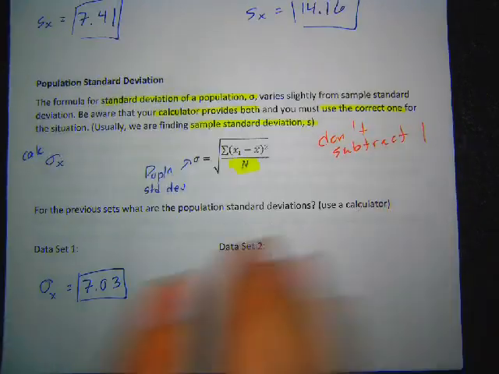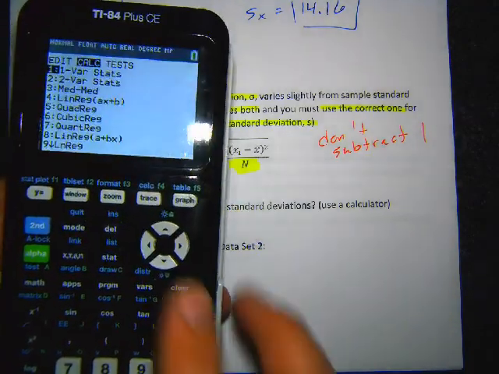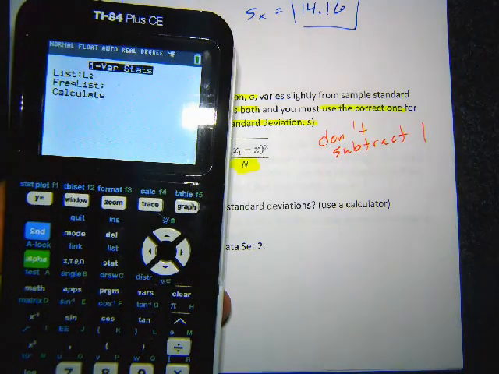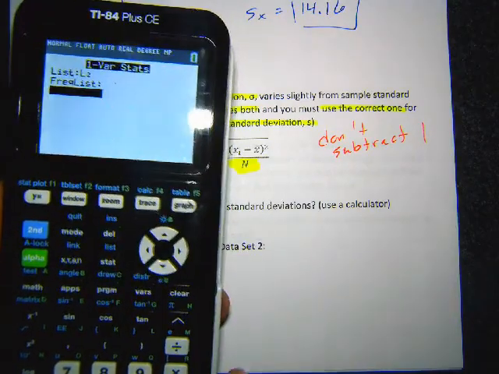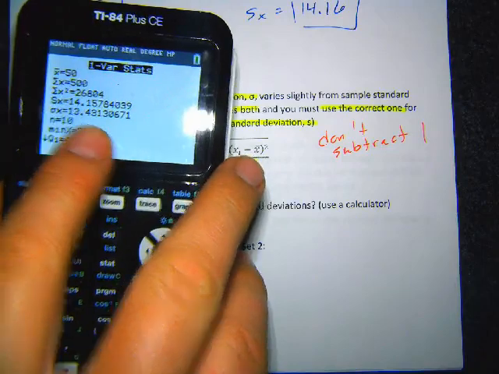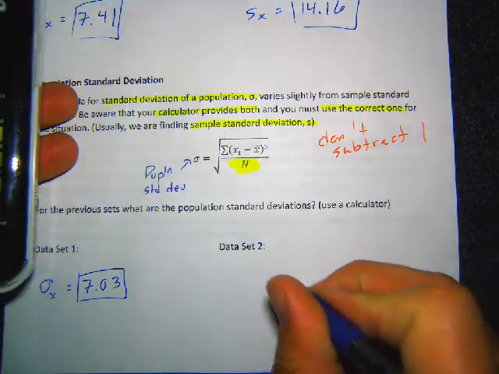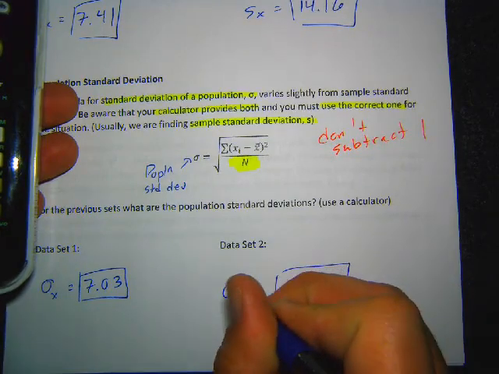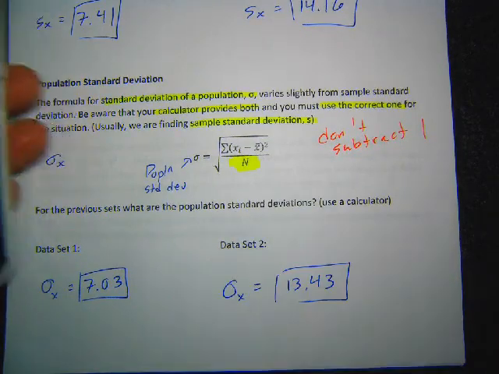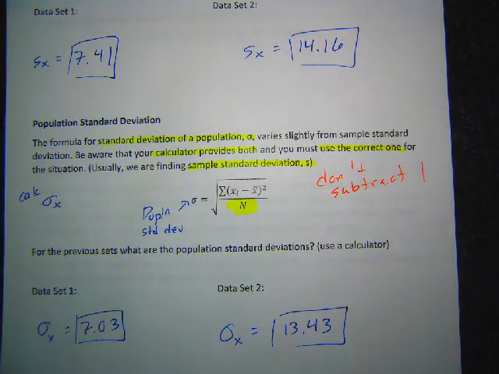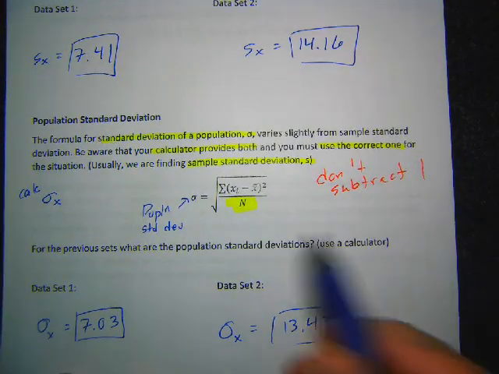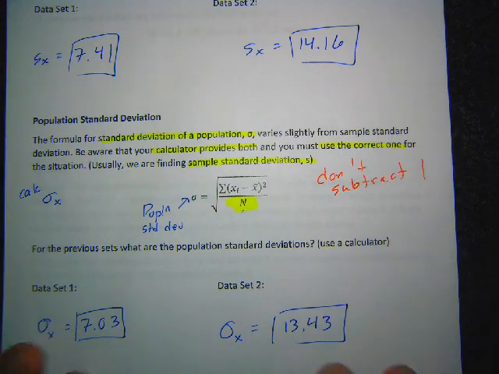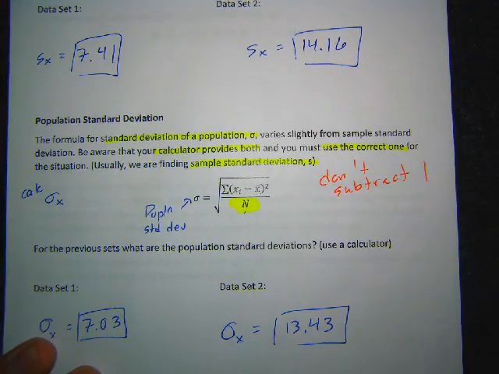For the second data set, again, I'm going to go back to my calculate option and just do my 1-bar stats, but make sure it says list 2 now, because I'm doing that second list. I already talked about this, so you should already remember this at 13.43. So 13.43 is the population standard deviation for data set 2. So again, it's a little bit different than that 14.16 we got earlier, just because we're calculating a little bit differently. So that makes a little difference. So population value, sample value. That's the big difference.